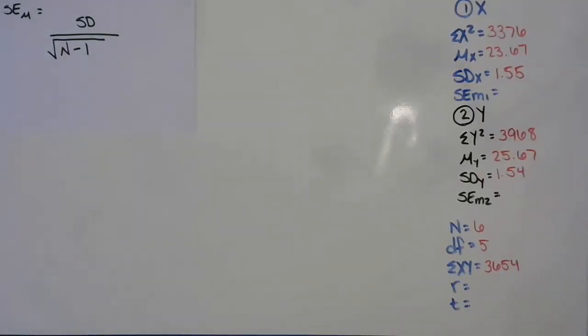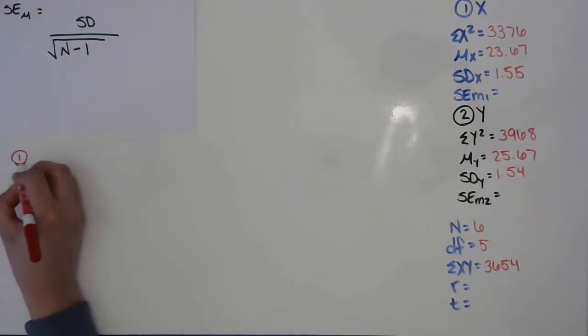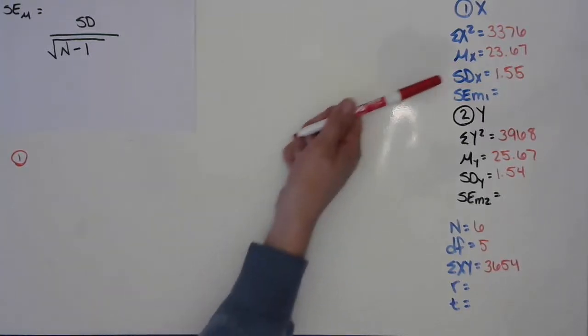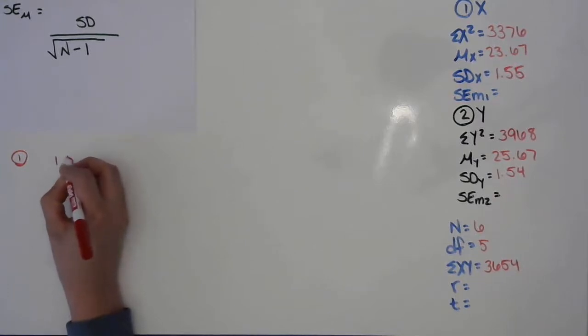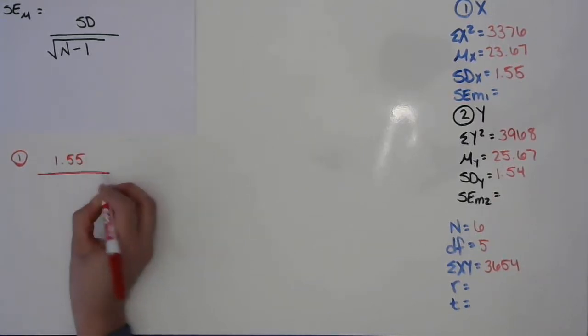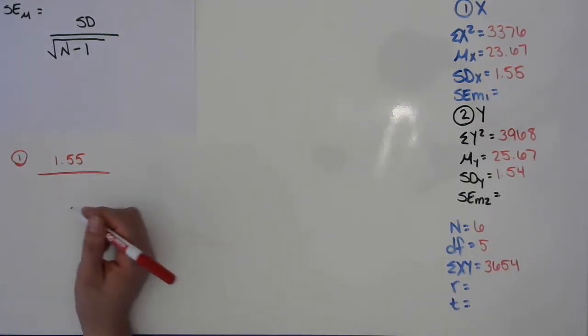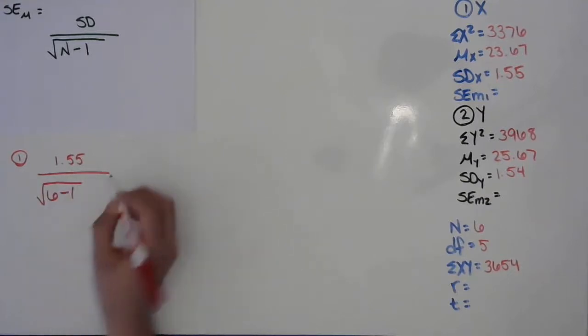Next, let's go ahead and start on our standard error of the mean. So now that we have our standard deviations, we can go ahead and plug that in. And once again, we're going to be doing it twice because we have 2 different groups. So let's go ahead and start for group 1. So the standard error of the mean for group 1, we're going to start with our standard deviation for x, which is 1.55. And then we are going to put that over our n value of 6 minus 1, and then that will be square rooted.